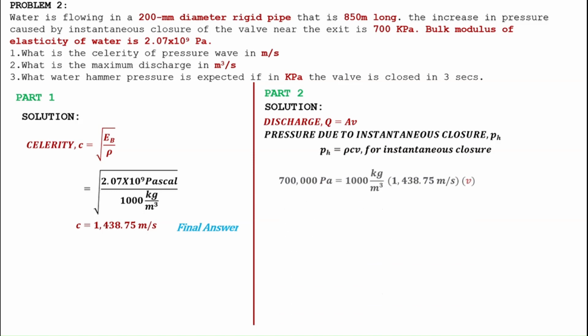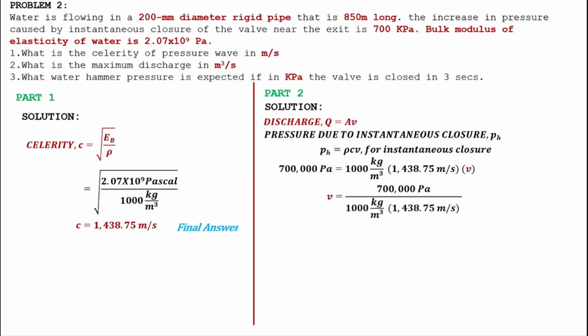Pressure of 700 kPa is equal to mass density of 1000 kg per cubic meter times celerity of 438.75 meters per second times the velocity. Solving for velocity, we will get velocity is equal to 0.4865 meter per second.